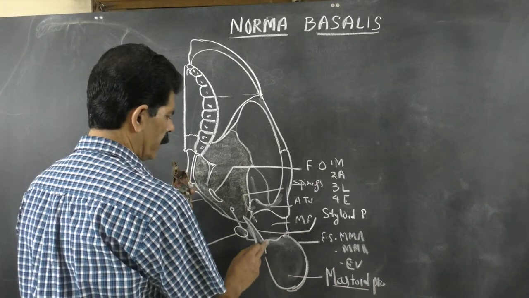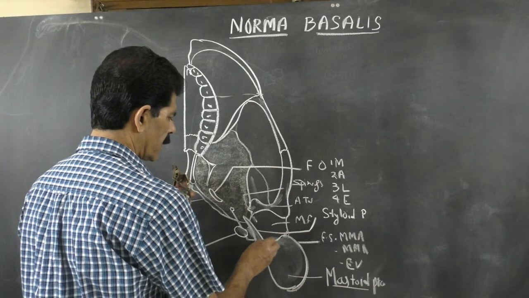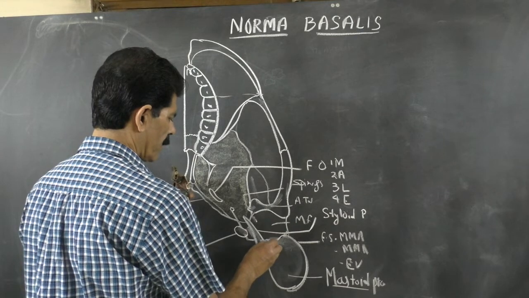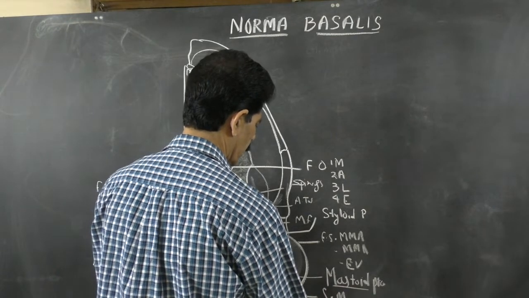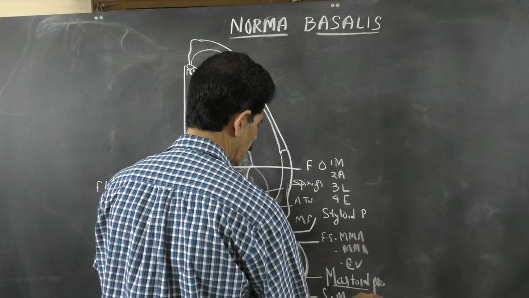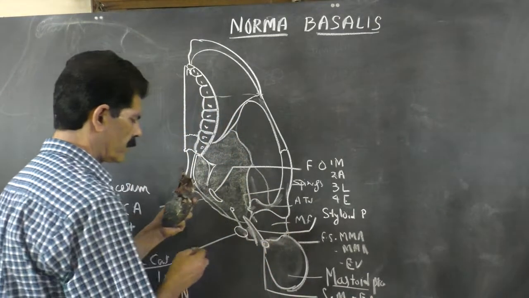And in between the mastoid process and the styloid process lies the stylomastoid foramen. Through this stylomastoid foramen, the facial nerve becomes extracranial.